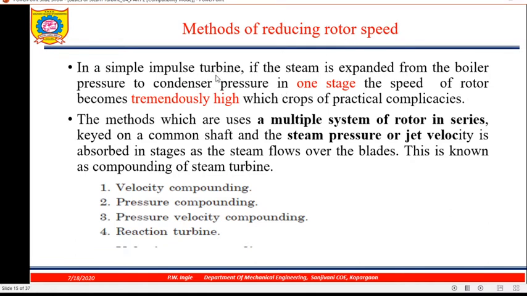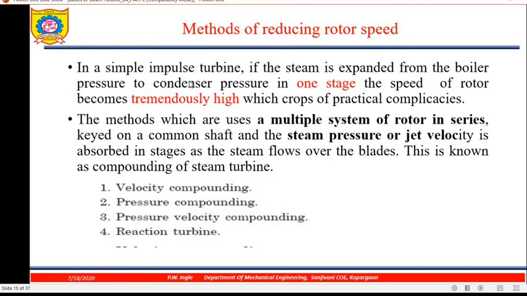Generally compounding is done for impulse turbine. In a simple impulse turbine, the steam is expanded from the boiler pressure to the condenser pressure in one stage. Why are we saying condenser pressure? Because steam after expansion in the turbine goes to the condenser.